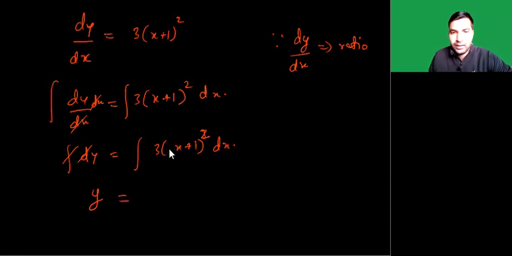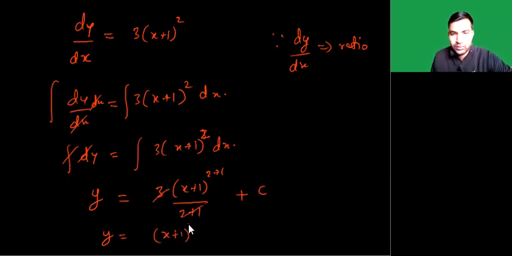And now we can integrate this 3 into (x plus 1) whole square with respect to dx. So we'll get 3 into (x plus 1) to the power 2 plus 1 divided by 2 plus 1, plus an arbitrary constant c. So finally we got the y function as: 2 plus 1 is 3, 3 and 3 will cancel out, and we have (x plus 1) to the power 3 plus some arbitrary constant.